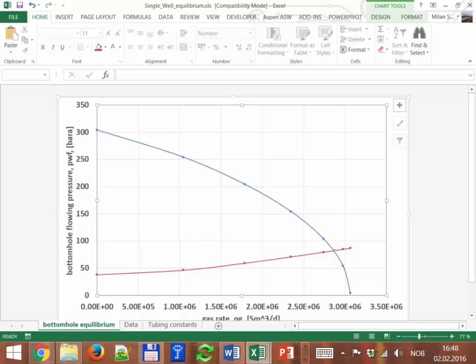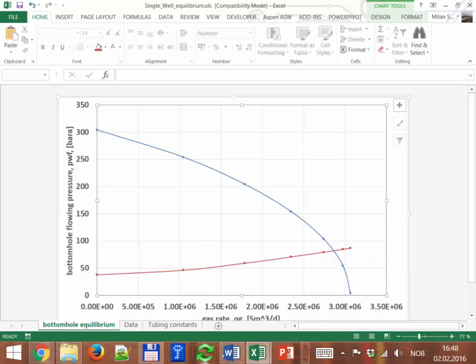In this case, the well can produce quite a lot of rate, almost the maximum rate. The maximum rate is close to 3 million, so it can produce very close, 2.8, 2.9. How do we find this point, this intersection?